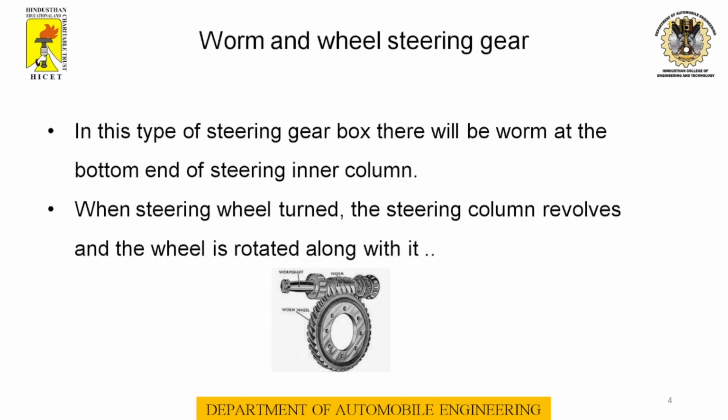The first type we are going to see is the worm and wheel steering gear. In this type of steering gearbox there will be a worm at the end of the steering inner column. This worm meshes with the wheel in the steering gearbox housing. When the steering wheel turns, the steering column revolves and the wheel is rotated along with it. This causes the drop arm to move, thereby moving the drag link and also steering linkages like tie rod, kingpin, etc.